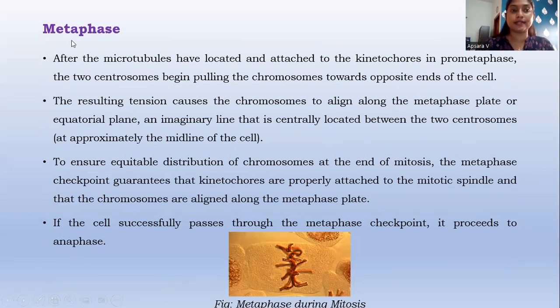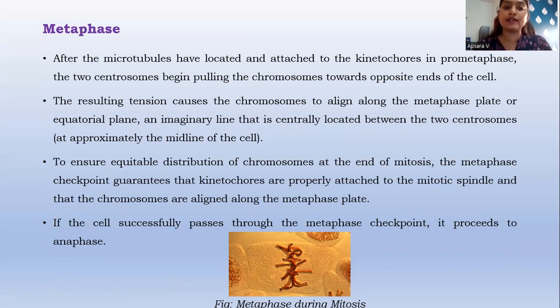Next, moving on to metaphase. Once the microtubules have located and attached to the kinetochores in prometaphase stage, the two centrosomes now begin pulling the chromosomes towards the opposite end of the cell. The resulting tension causes the chromosomes to align along the metaphase plate or the equatorial plane, which is an imaginary line that is centrally located between the two centrosomes, almost midline of the cell.